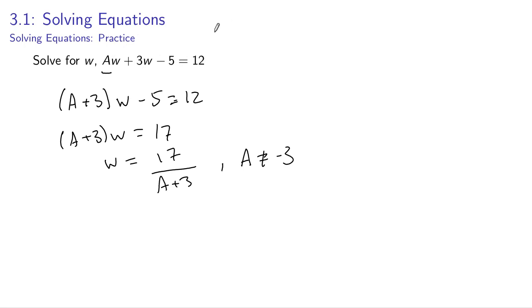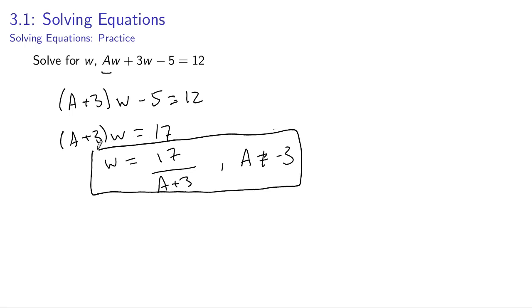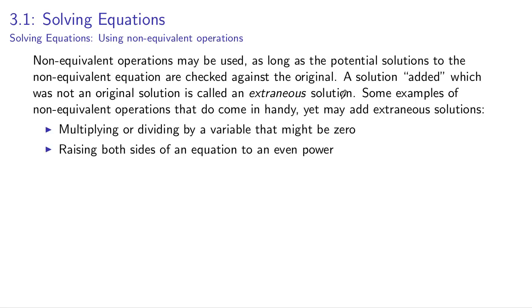Minus 5 is 12. So the answer is all of this stuff. w is this expression, except that a can't ever be negative 3. If a is negative 3, we get no solution. That helps us annotate that.